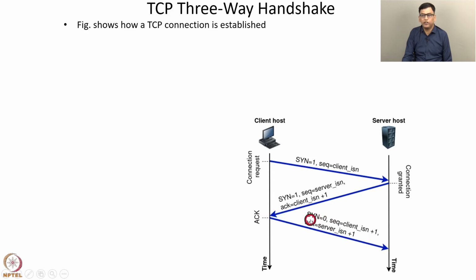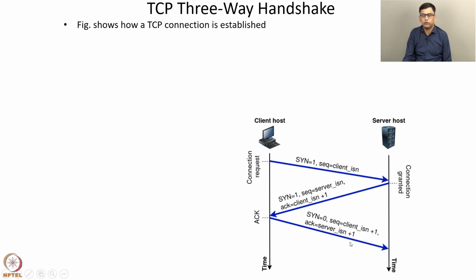Here, in this packet, the SYN flag is 0, and the sequence number is client ISN plus 1, because this packet is sent after this packet. Hence the sequence number is client ISN plus 1. And then this packet also acknowledges the previous packet, that is this packet. So, the acknowledgement field is server ISN plus 1. That is because the sequence number in the previous packet, which is this one, was server ISN. At this point, the connection is established, and data packets can subsequently be exchanged between the client and the server.